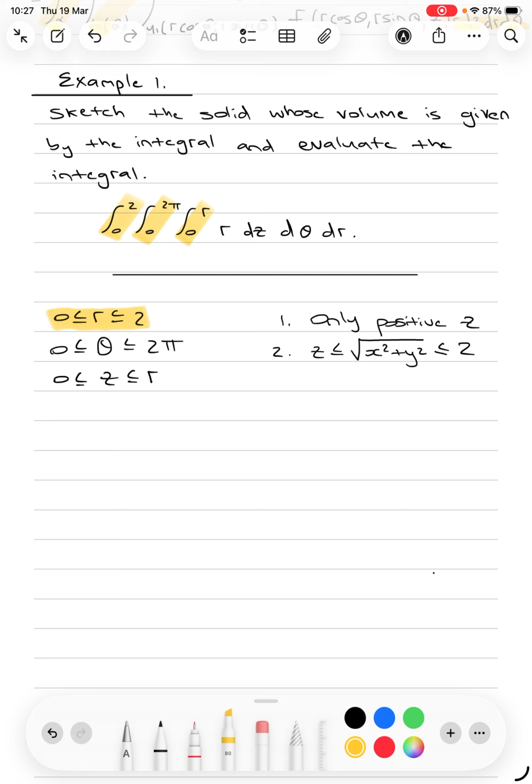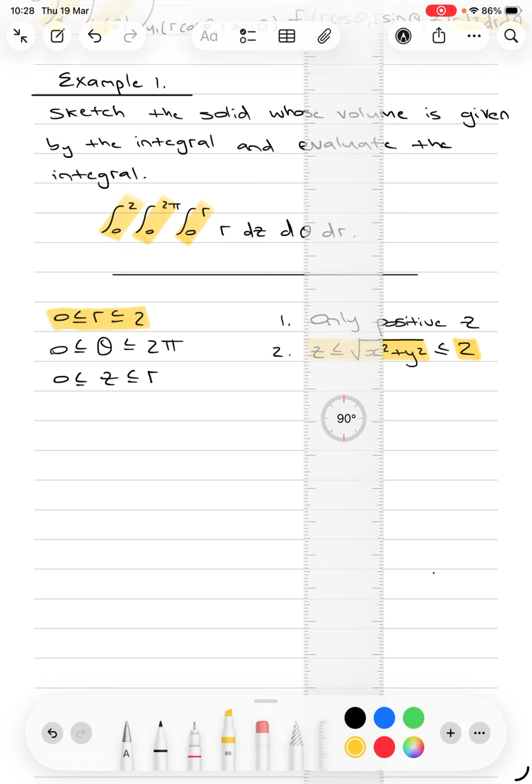Right, so think about what you are supposed to sketch. What does this solid look like? What happens for the projection in the xy plane? All thetas are in play, so we're going around the z-axis, and r is anything between 0 and 2. And then for z we are starting from the origin upwards, and we are staying inside of this cone, where we stop this cone at value 2.